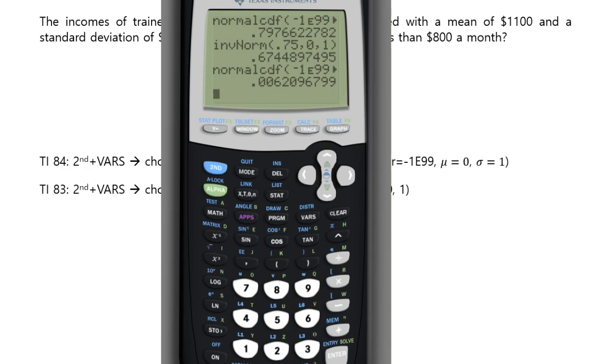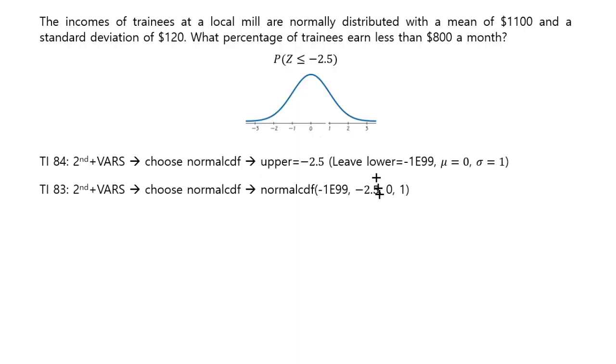0.006296. So that's, what is it? That's if you round it to the hundredths of a percent, this is what you get, okay? So the answer is 0.62%.